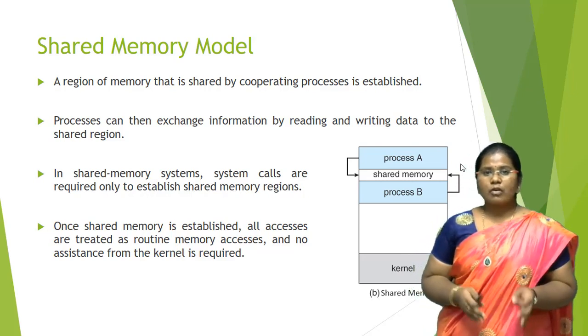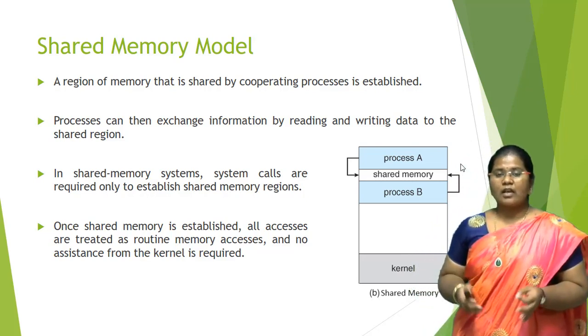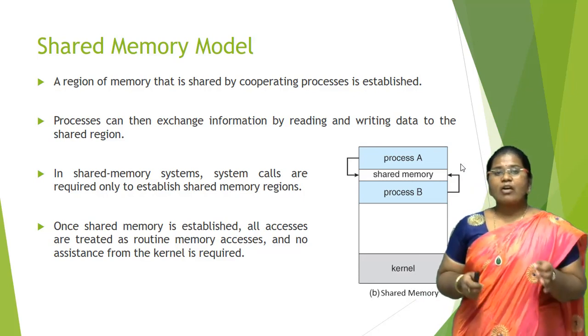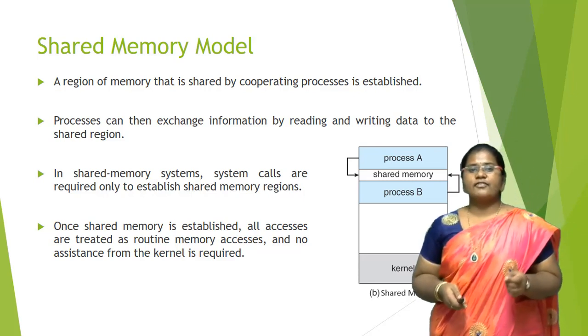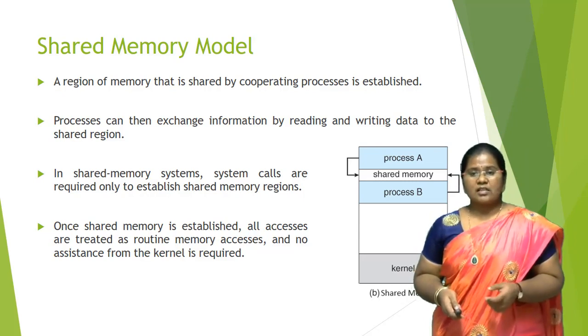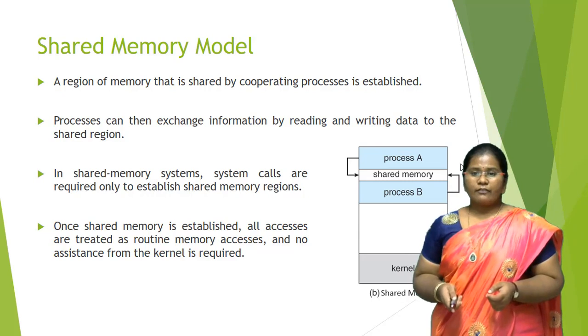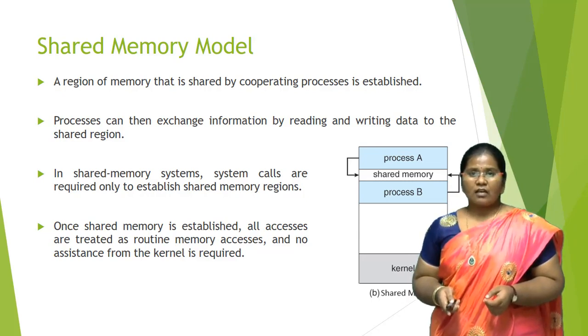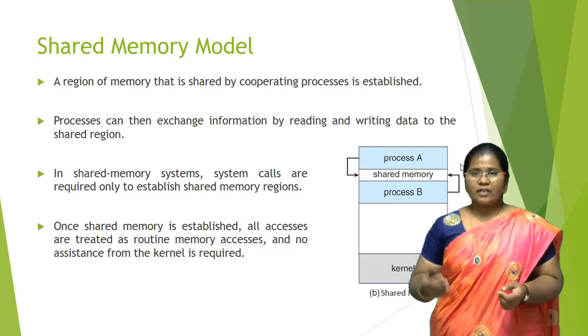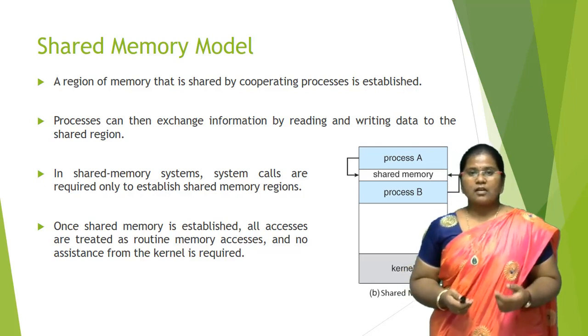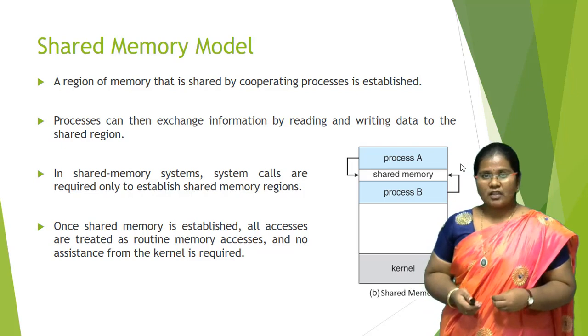So when two cooperating processes are executing and want to communicate with each other, in this model, a common region of shared memory will be established. For example, if you observe the diagram, process A and process B are the two cooperating processes which want to communicate with each other.